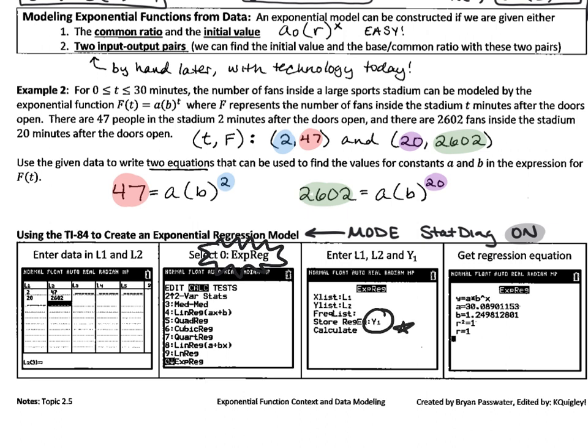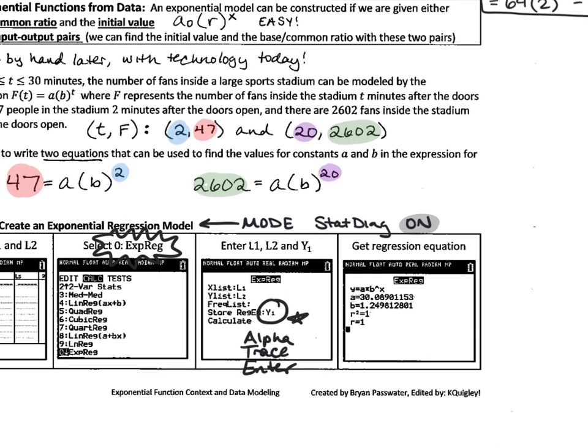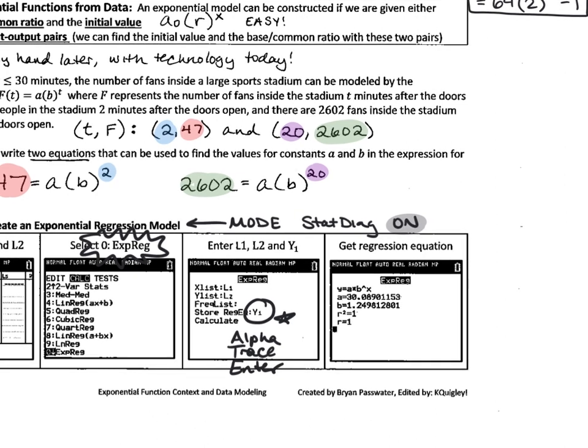Does anyone remember how to get the y1? Alpha trace. Enter. Then we go down to calculate, and you get this screen. You would use the A value here and the B value here to write your regression. How many decimals are you going to round to? 3 decimals, thank you.